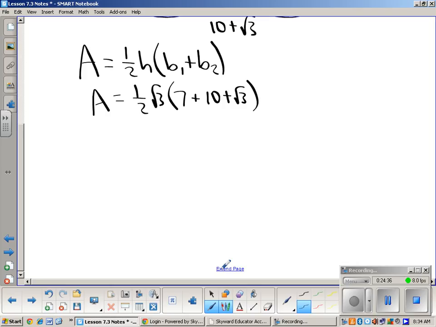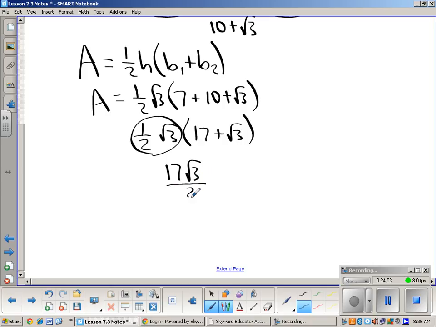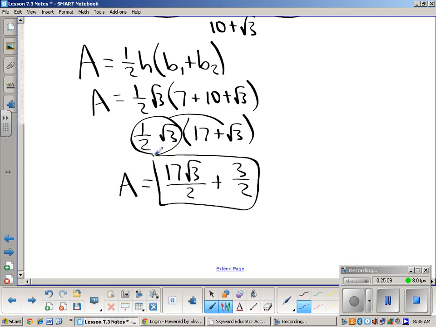Okay? What is 10 plus 7? 17. Okay? And so if I distribute this, I get 17 square root of 3 divided by 2. And I get, what's square root of 3 times square root of 3? 3, divided by 2. And so my area is equal to this. Okay?